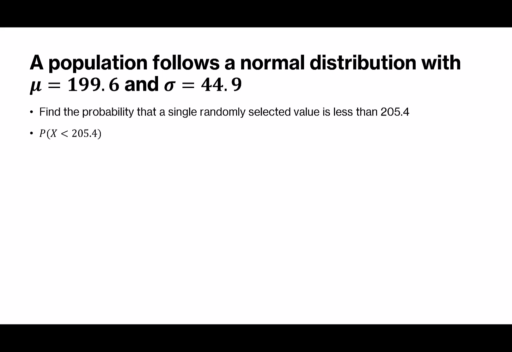of 44.9. We want to find the probability that a single randomly selected value is less than 205.4. So to find this probability, we're going to go to Excel and we're going to use the command norm.dist.